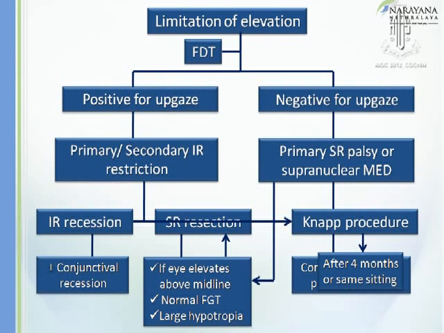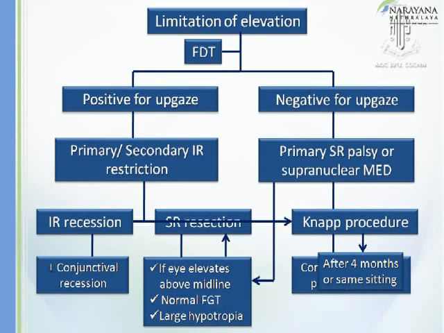Now let's go about how we go on managing this patient. So now this patient has limitation of elevation, we do an FDT. FDT can either show positive for upgaze or negative. If it's positive for upgaze, it confirms either a primary or a secondary inferior restriction and hence has to be tackled by doing an inferior rectus recession with or without conjunctival recession. However, if it is a secondary inferior rectus restriction, we have to associate with NAPS specifically if the deviation is very large. But this could be done after 4 months.